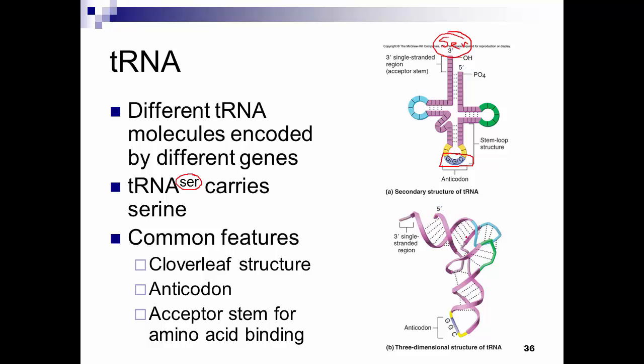Here's a three-dimensional structure. Notice even though RNA is single-stranded, it has the ability to fold onto itself through complementary base pairing using hydrogen bonds to stabilize the structure. And so we often call it a clover leaf in its two-dimensional structure, but you can see it sort of looks like a T here in its three-dimensional structure.